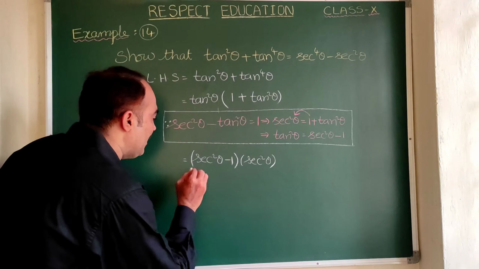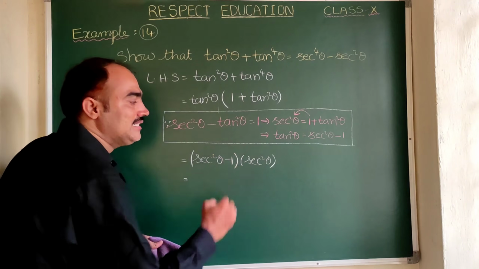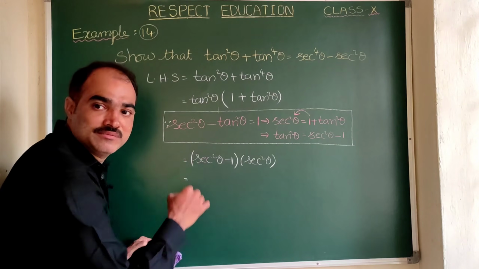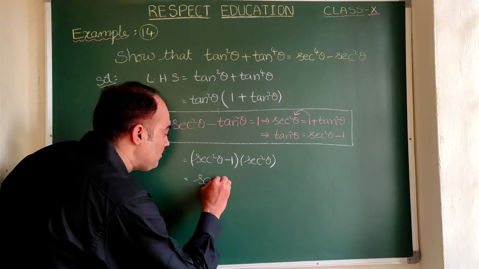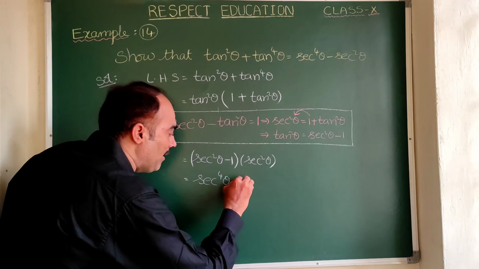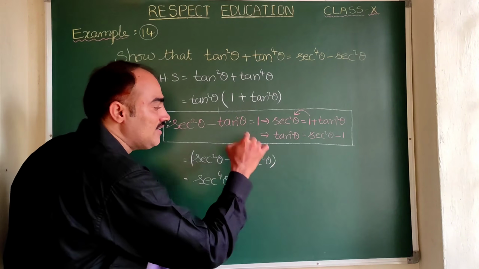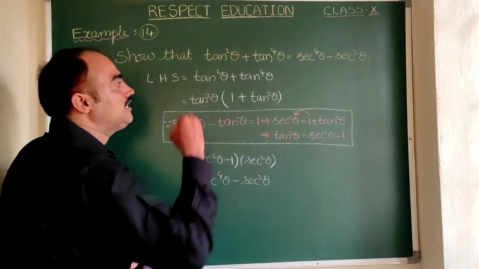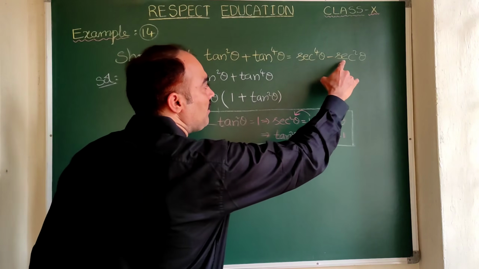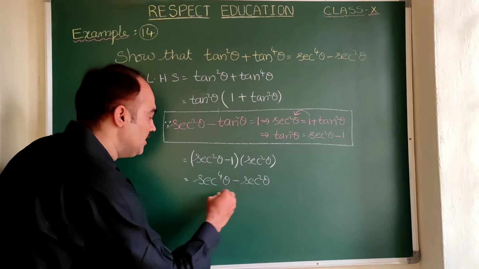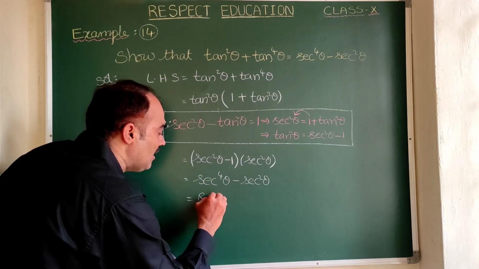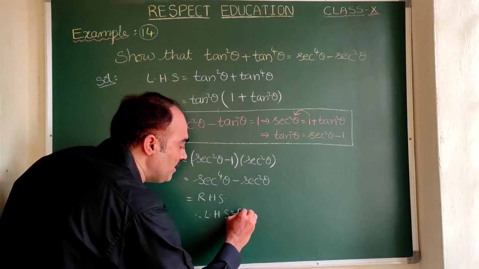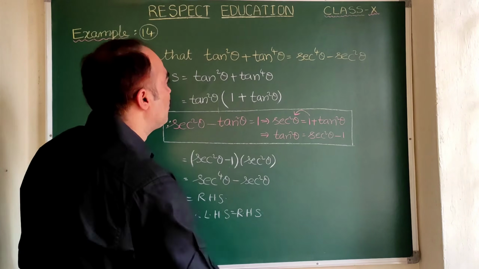Now let us multiply these two terms with the secant square theta. Secant square theta into secant square theta becomes secant power 4 theta, minus 1 into secant square theta is secant square theta. You observe what is to be proved? Secant power 4 theta minus secant square theta. That is what we got here. So we can write here it is RHS. Therefore LHS is equal to RHS, hence proved.